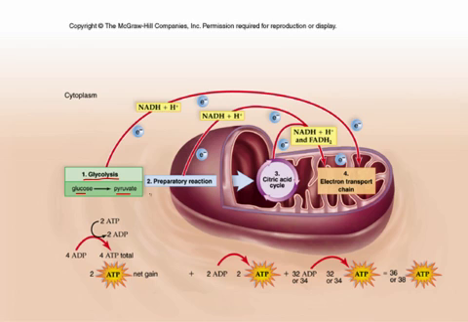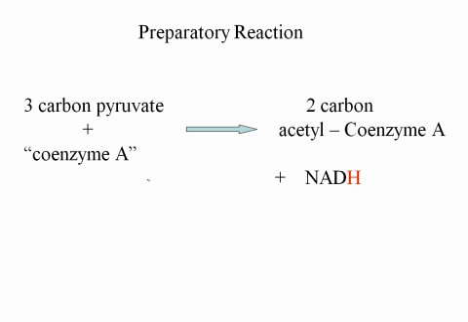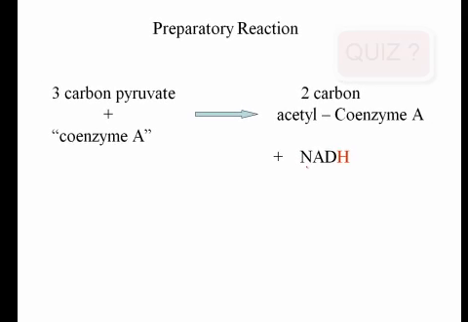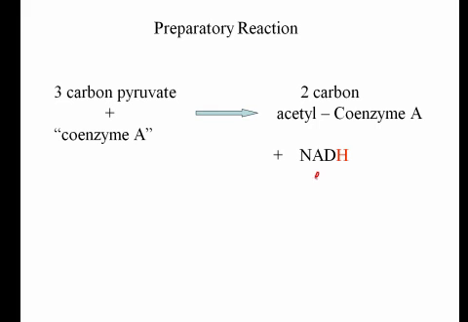The next step is the preparatory reaction. So we're going to utilize the pyruvate that feeds into the preparatory reaction. So our 3-carbon pyruvate is going to be added to a molecule called coenzyme A. And the product then of this preparatory reaction is a 2-carbon molecule that is called acetyl-CoA. In the process, some additional NAD is going to be reduced. So we're feeding this reaction at the same time we are extracting just a little bit of energy.